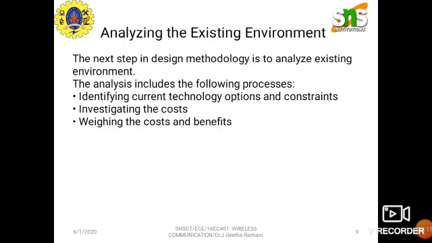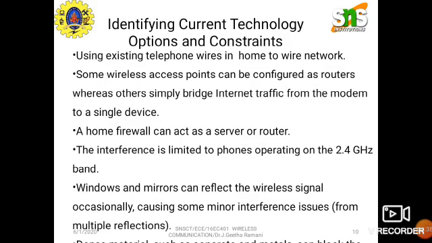Analyzing the existing environment. The next step in the design methodology is to analyze the existing environment. The analysis includes the following processes: identifying current technology options and constraints, investigating the cost, and weighing the cost and the benefits.